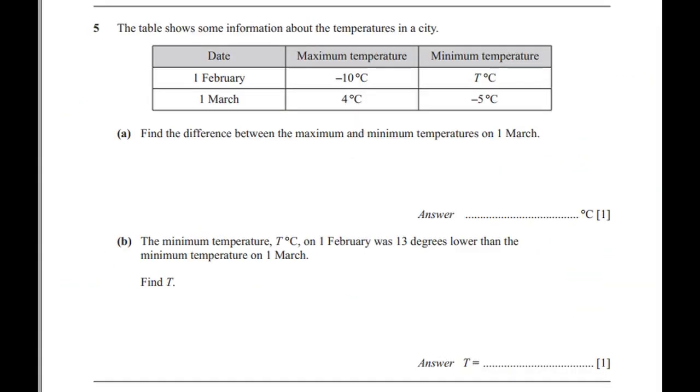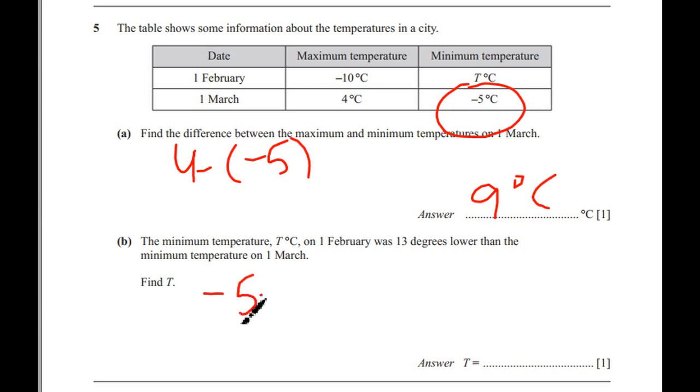Question number 5. Find the difference between the maximum and minimum temperature on 1st March. So the difference will be 4 minus minus 5, which is 9 degrees. The minimum temperature on 1st February was 13 degrees lower than the minimum temperature on 1st March, which means we have to subtract 13 from minus 5. So minus 5 minus 13 gives us minus 18.